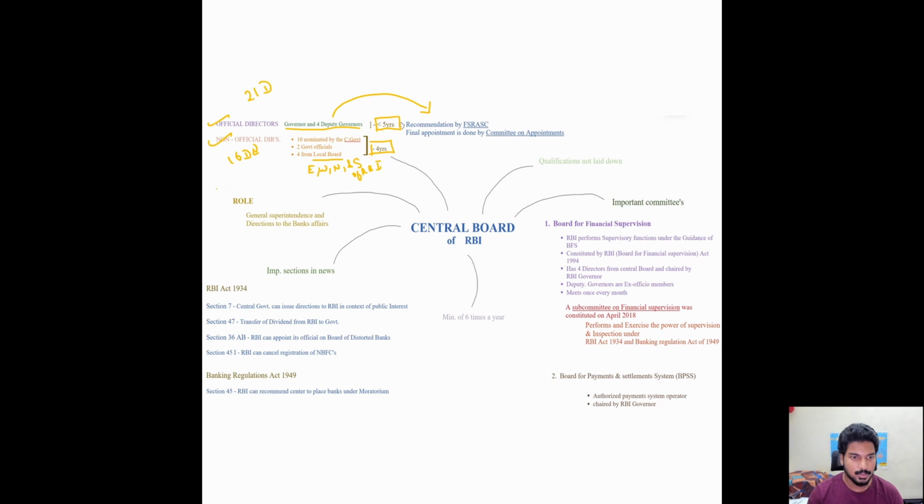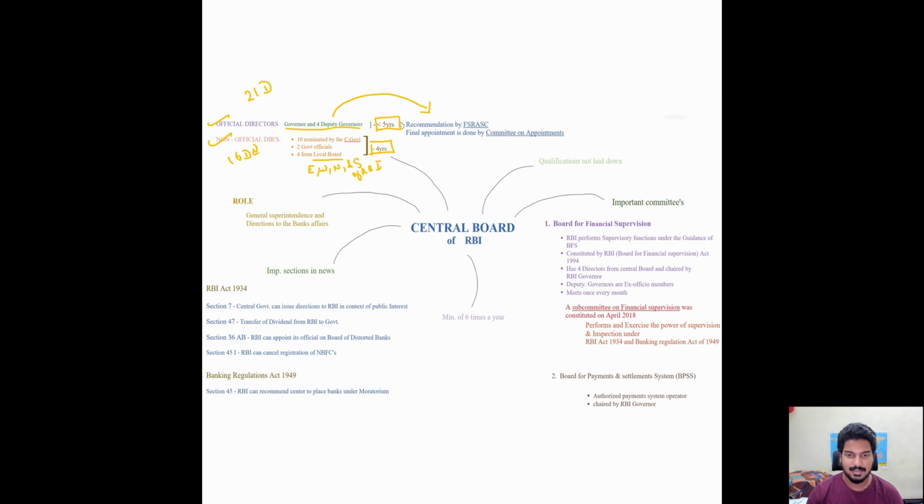Then let us look into the role of the central board of RBI. It is general superintendence and direction of the bank's affairs. This is the role which is laid down on the website of the RBI. Then we have the qualifications. The qualifications for the official directors and non-official directors are not laid down. So even you and I can become official or non-official directors of RBI if the central government wants us to be.